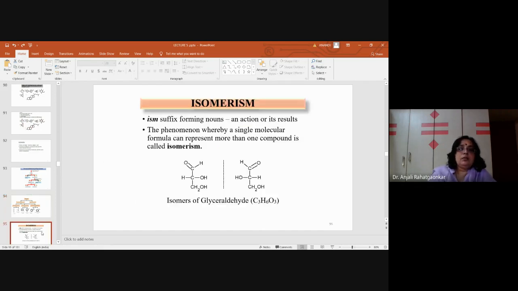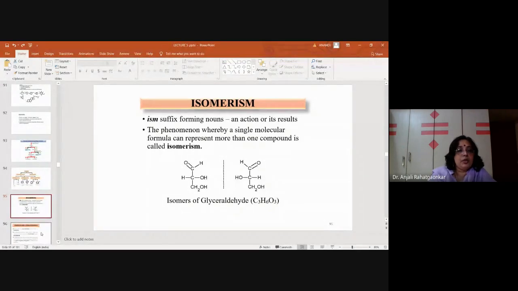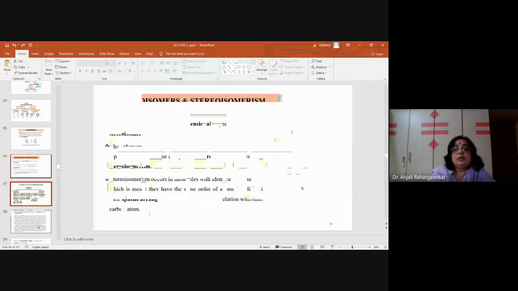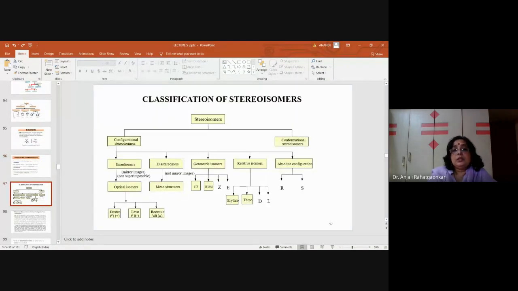So I think we should stop over here, because a lot of things we have discussed today. So shall we discuss only this, the last slide? Are you ready? The types of stereoisomers. You can take a screenshot of this particular slide.